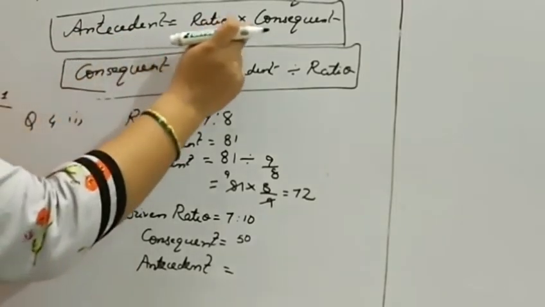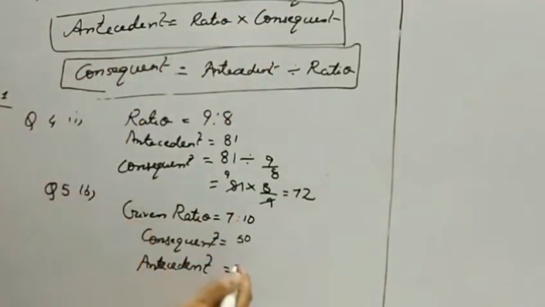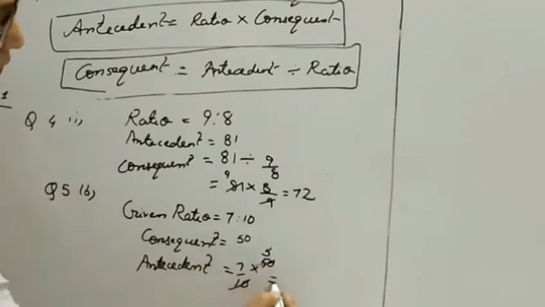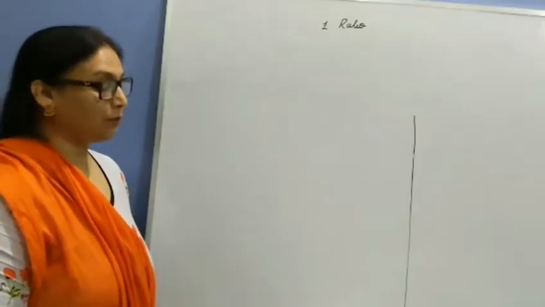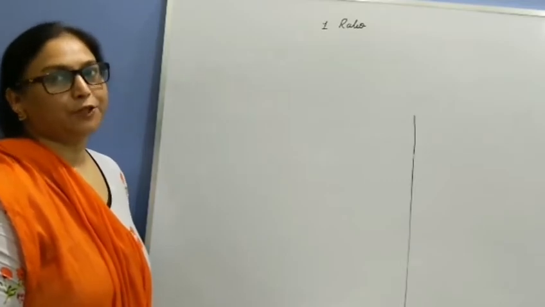Antecedent equals ratio into consequent. So bring the ratio in fraction form, 7/10, and multiply by the given consequent 50. Cancel by 10, it will go 5 times. So 7 times 5 is 35. Hence the required antecedent is 35. Children, before moving to the next topic, let's do some simple sums based on ratio.